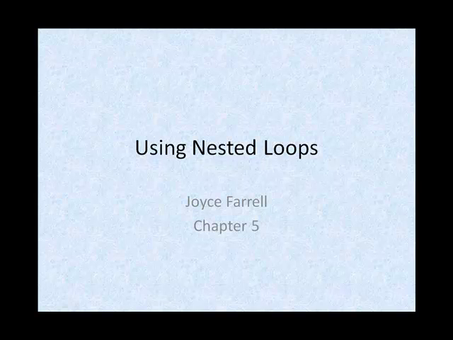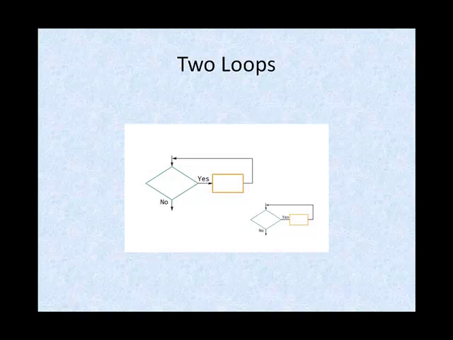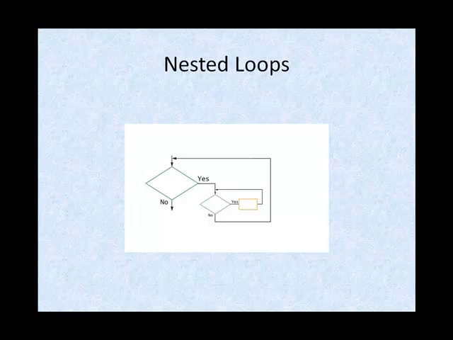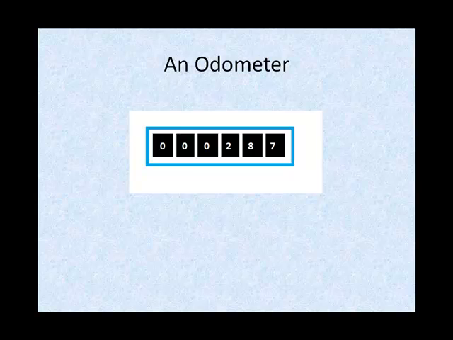We're going to look at using nested loops. When you have two loops in a program, the body of one can contain another loop. That's nested loops. Consider an odometer. An odometer is the device in your car that keeps track of how many miles you've driven. Perhaps you've seen one turn from 287 to 288 and so on.